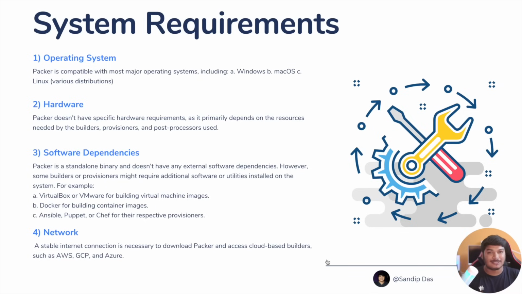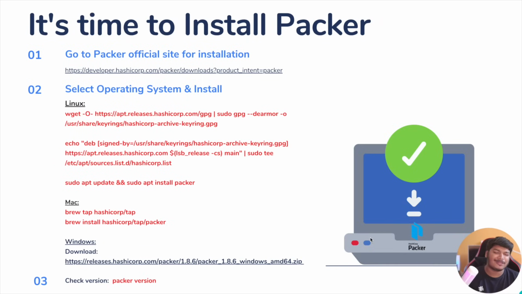And then network. Of course, you need a very stable network because you'll be downloading and uploading a lot of stuff, right? A stable internet connection is necessary to download Packer and access cloud-based utilities such as AWS, GCP, or Azure. So these are the system requirements you should already have. Now let's install Packer. Packer installation is actually one of the easiest things, I would say. So first let's go to the official website.